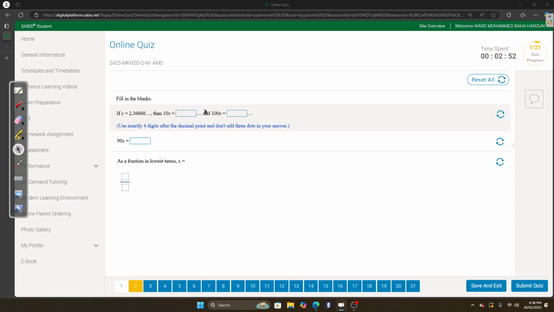Okay, for this one, it's the same concept for 10x and 100x. You just multiply, so it's going to be 23.6666. You just move it one time because there's only 1 zero. And then for the 100x, it's 236.6666. Why? Because we move it twice, 1 and then 2. So it's 236.6666.